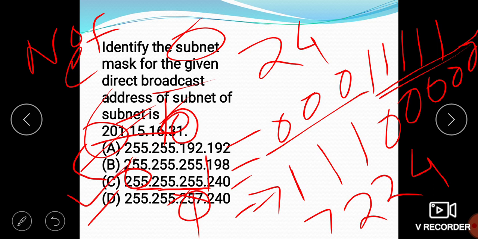In either way, option C can be correct, because 244 is near about 224. For this reason, option C should be the correct answer.